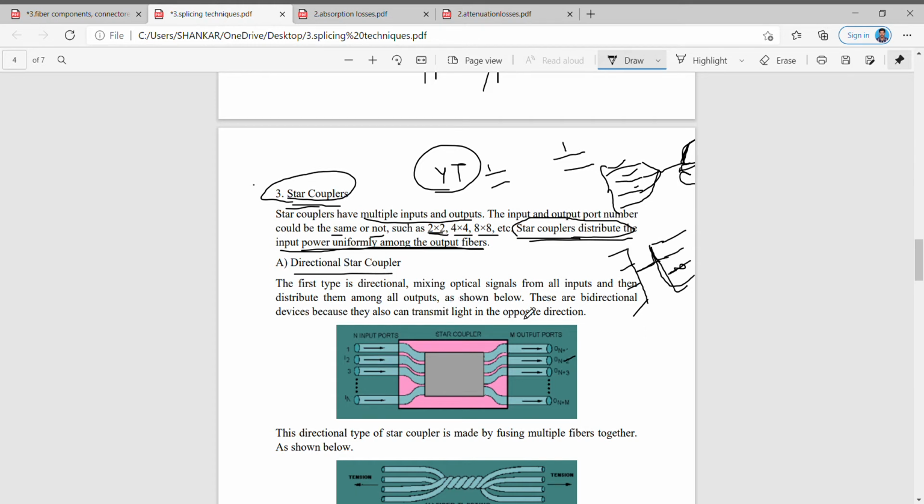These are called bidirectional devices because they can also transmit the light in the opposite direction. So these are also called directional couplers. It can transmit the light in the opposite direction also, that means you can transmit in the reverse direction also. Here you can give input and take the output, and in the opposite direction also we can transmit the signals. That's why it is called bidirectional coupling.